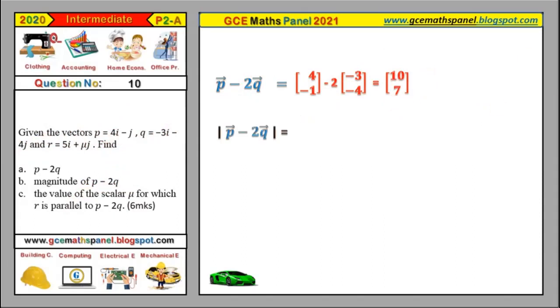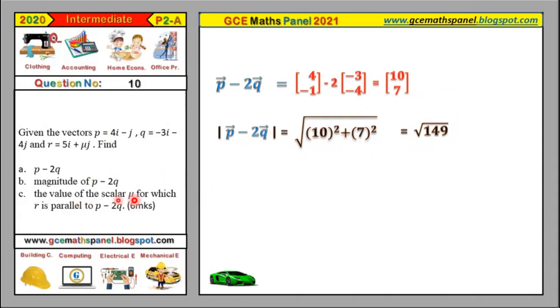Now, to find the magnitude of P minus 2Q. P minus 2Q, we already have it as (10, 7). So we can just use the square root of the x component squared plus the y component squared for the magnitude, or the modulus. That's another name, but you can call it either magnitude or modulus. This will give us the root of 149. You can further simplify it with your calculator.